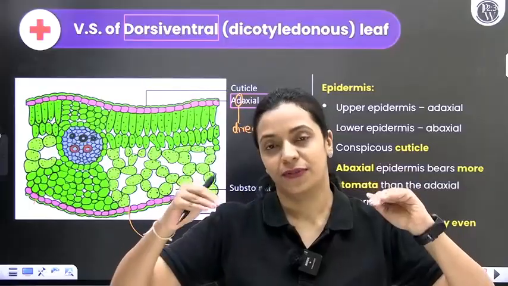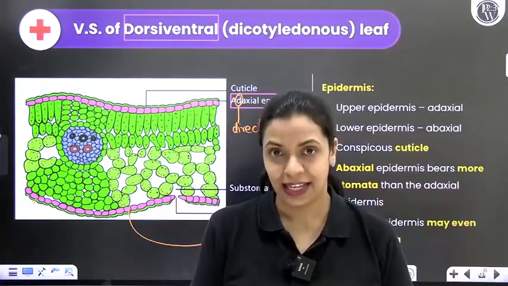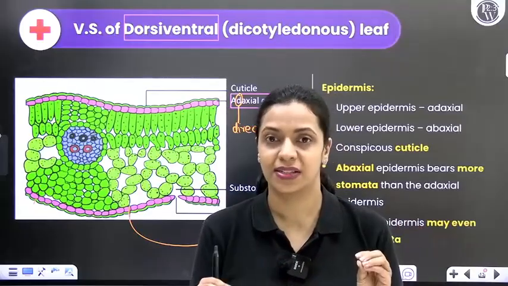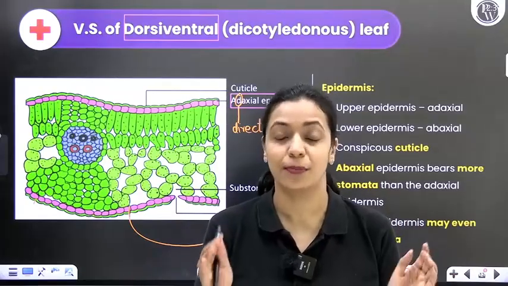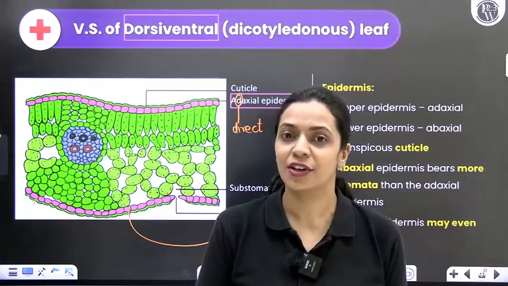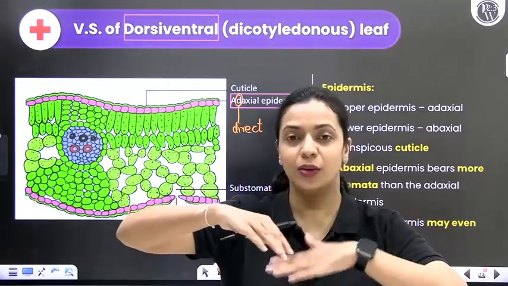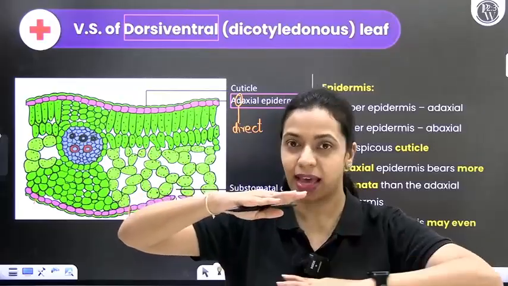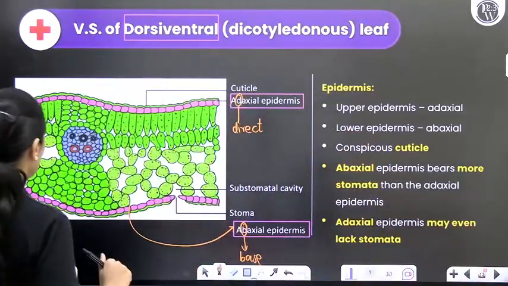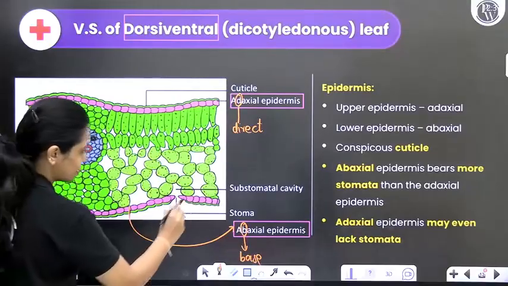On the upper surface or the adaxial epidermis, stomata may be completely absent, or even if present, their numbers are negligible compared to the lower epidermis. So in the lower epidermis, you find a large amount of stomata. This is one difference between the dorsal and the ventral side, the adaxial and the abaxial epidermis. Here on the upper epidermis, you find no stomata. On the lower epidermis, you will find stomata.